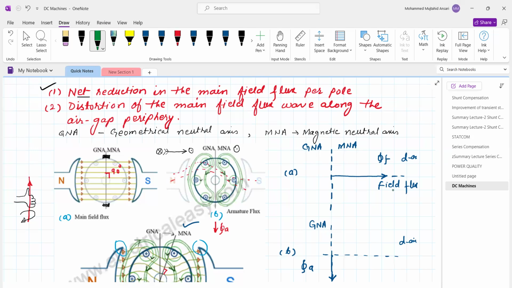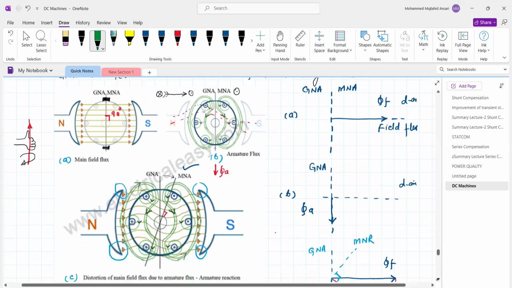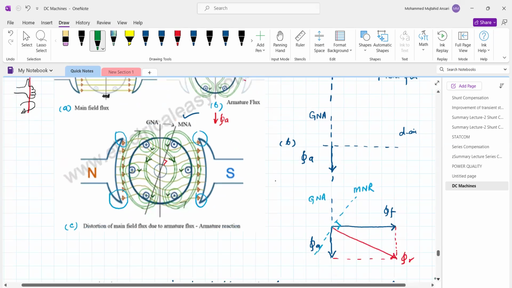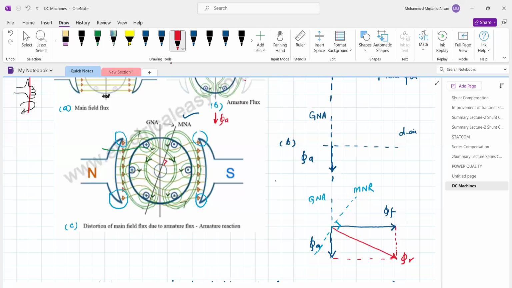Now, when the generator is loaded, it produces the armature flux. The total armature flux direction is downward, as shown in figure B. This is the armature magnetic flux. Now the combination of these two, the main magnetic flux and the armature magnetic flux, gives the total flux, which is shown here in red.